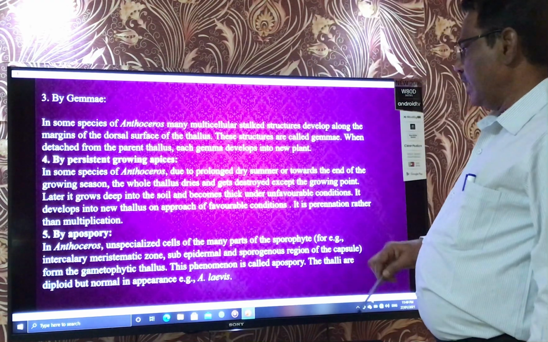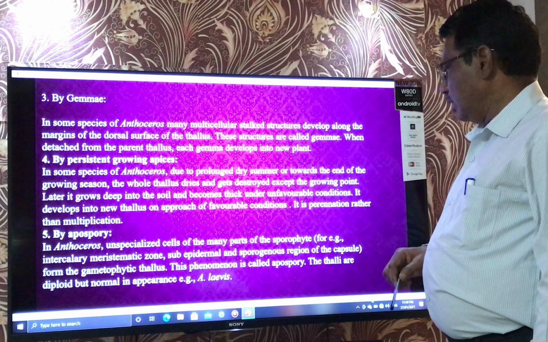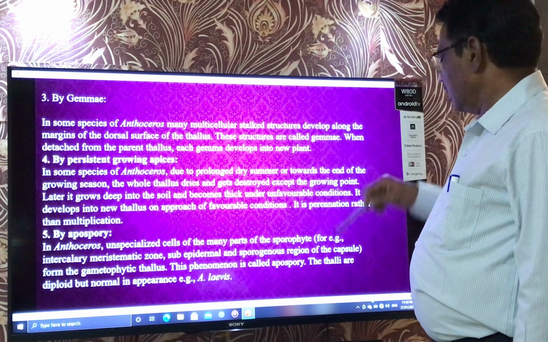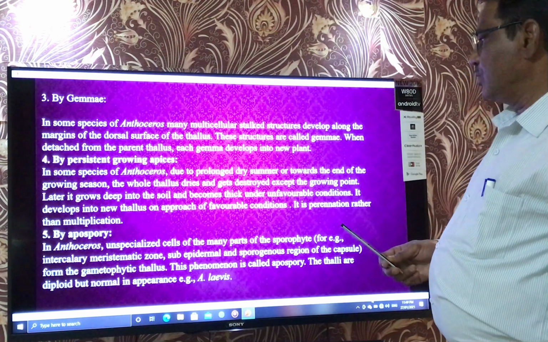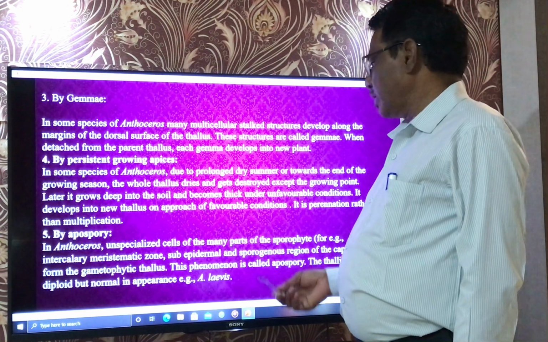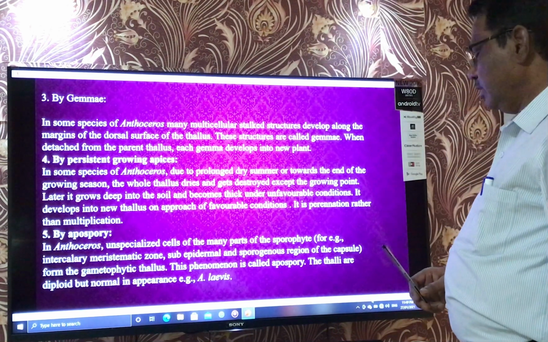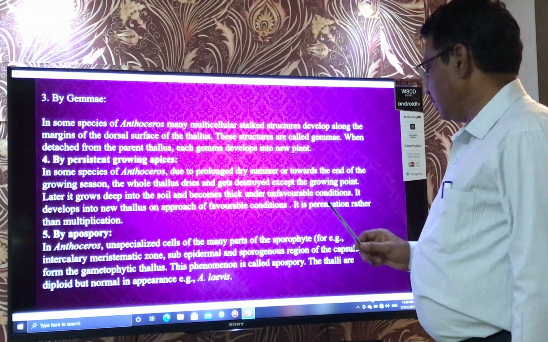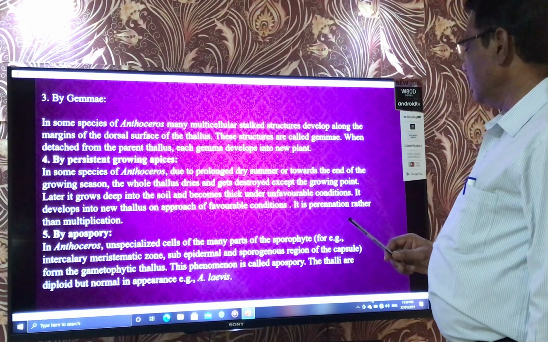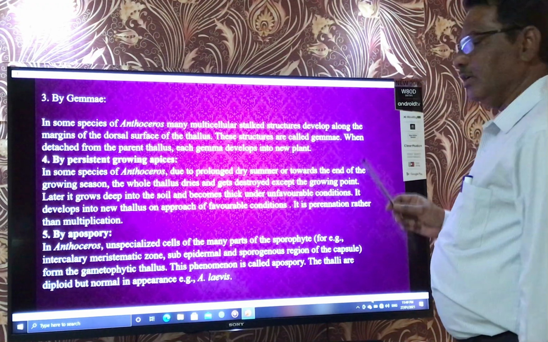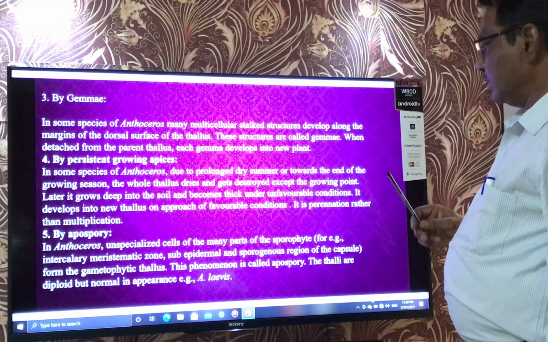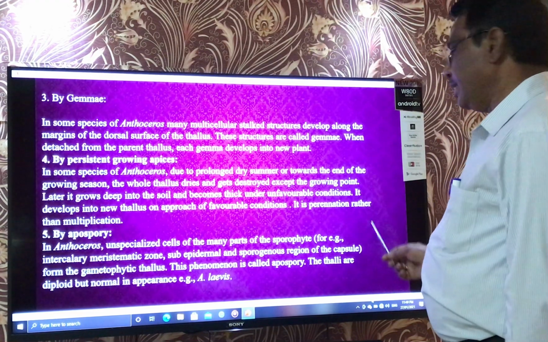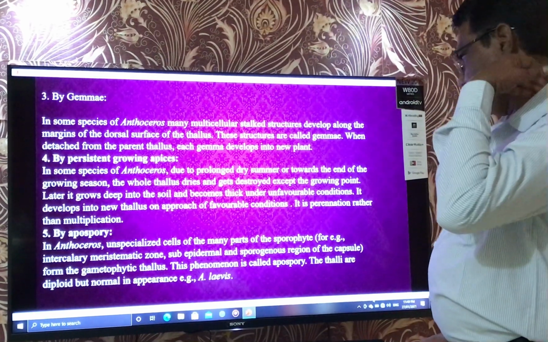and this apical growing point in some species grows deep in the soil and becomes thick under unfavorable conditions, and this underground portion develops into a new thallus on approach of favorable conditions. Thus, throughout the unfavorable conditions it remains dormant, and on approach of favorable conditions it germinates to develop into a new plant. Thus, it is perennation rather than multiplication.